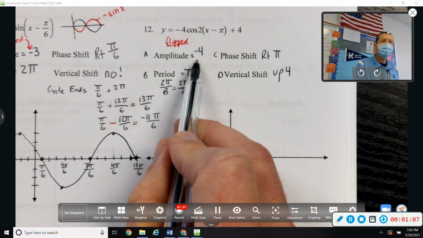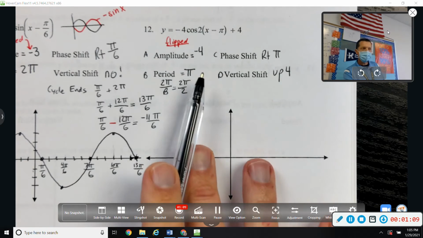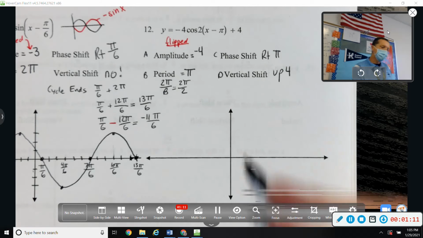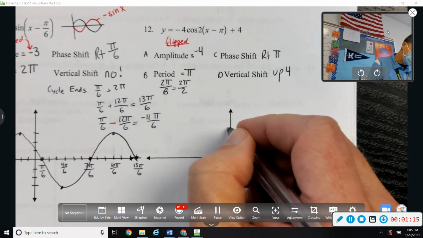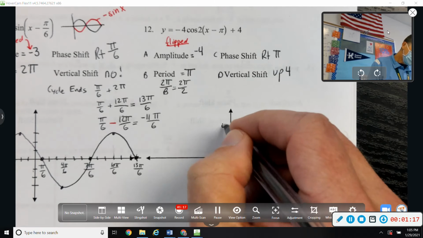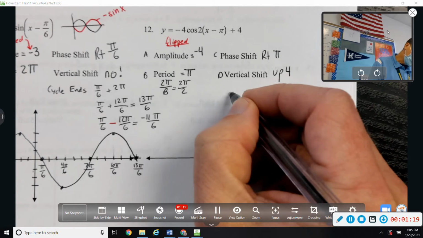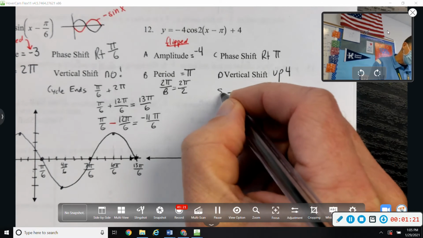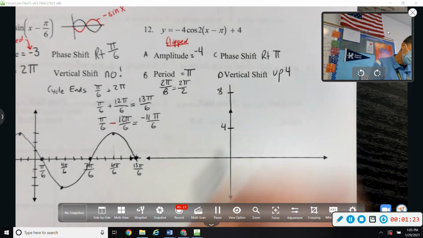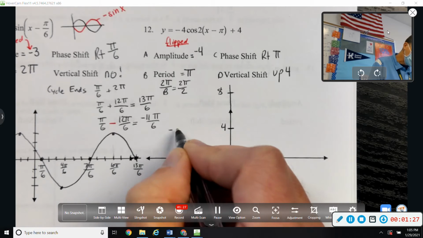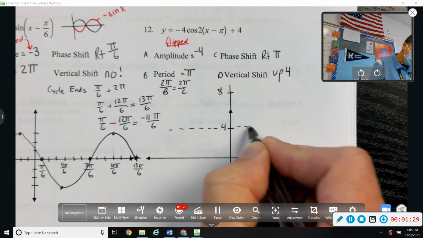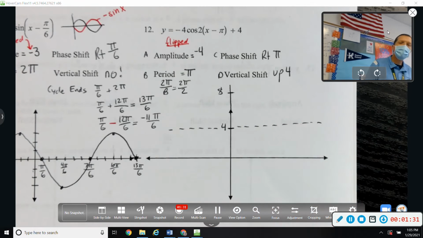Although I do need to peek ahead. The amplitude is also 4, so I don't want to go too far up because I've got to get up to 8 at some point. So I'll put 4 there. That'll put 8 off the graph a little bit, but that's okay. There's room for it. So up 4 is my new center line. And then amplitude, I'll go up 4 and down 4 from there.